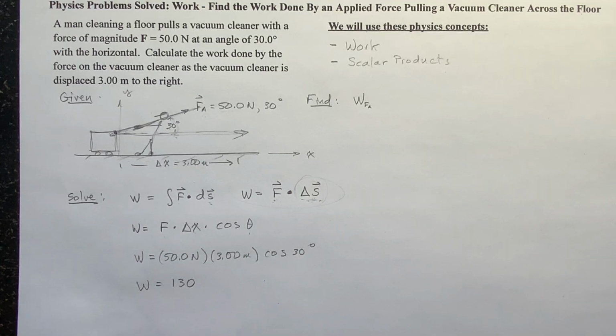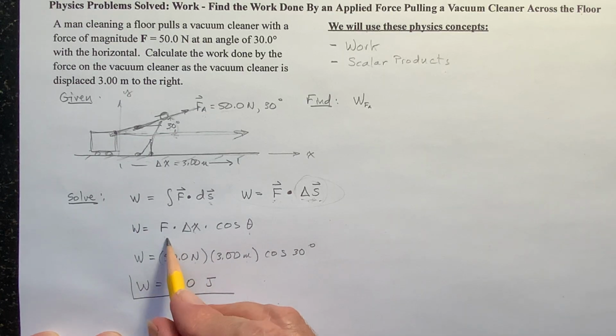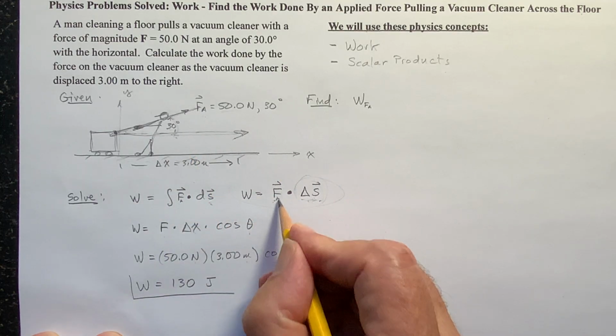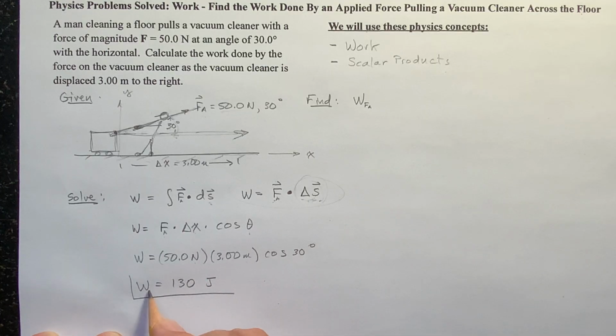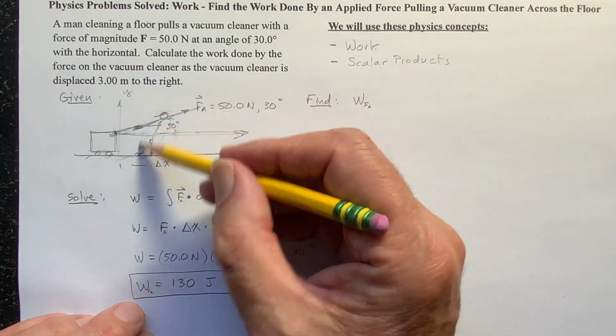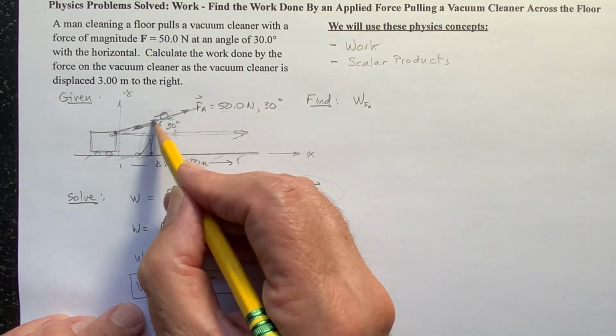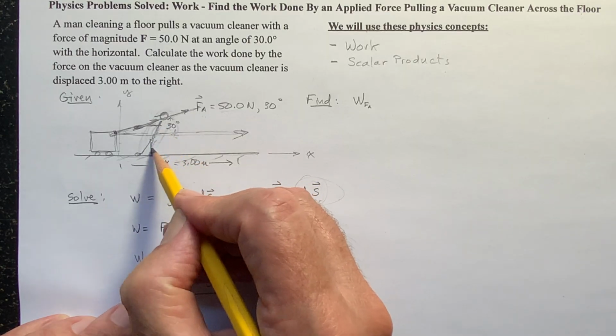130. And now what units? What is a newton times a meter? It's a joule. And so this is my answer to the work done by the applied force. Oh, I should have put applied. The work done by the applied force is 130 joules. Now, what does this mean? Well, here's the man pulling on the vacuum. He had energy stored up in his muscles, in his body, and so on.